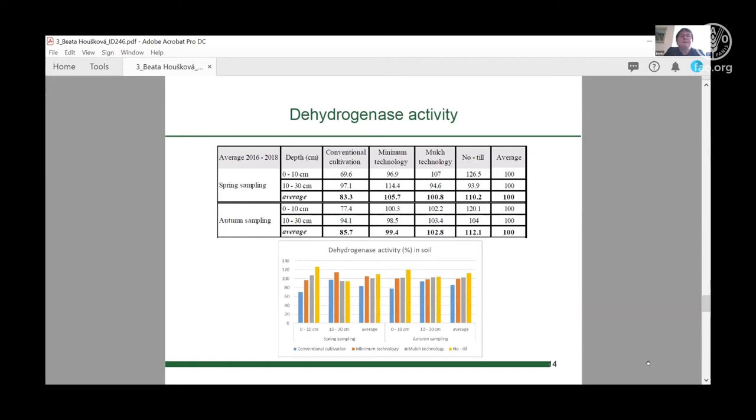So here is the dehydrogenase activity, which is again the highest in no-till and in the topsoil, and in the depth of 10 to 30 centimeters it is the highest in the minimum technology type of soil cultivation. But this is also because the humus content in this layer is the highest in the minimum technology type of soil cultivation. Next, please.